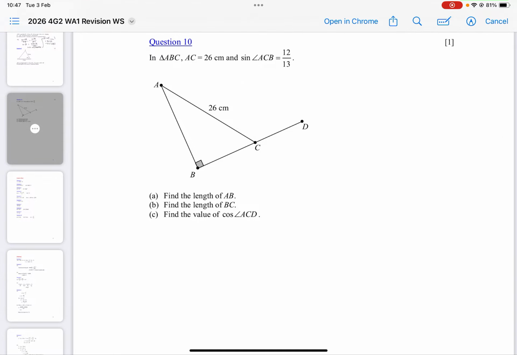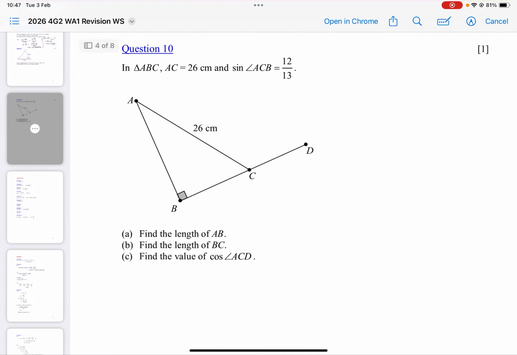Then we go to question 10. Question 10 is actually the easiest out of all the finding angle and side questions because it has a right angle triangle, which means it's a bit easier. In this case, AC is 26. Find the length of AB. AC within the right angle triangle ABC is the hypotenuse.